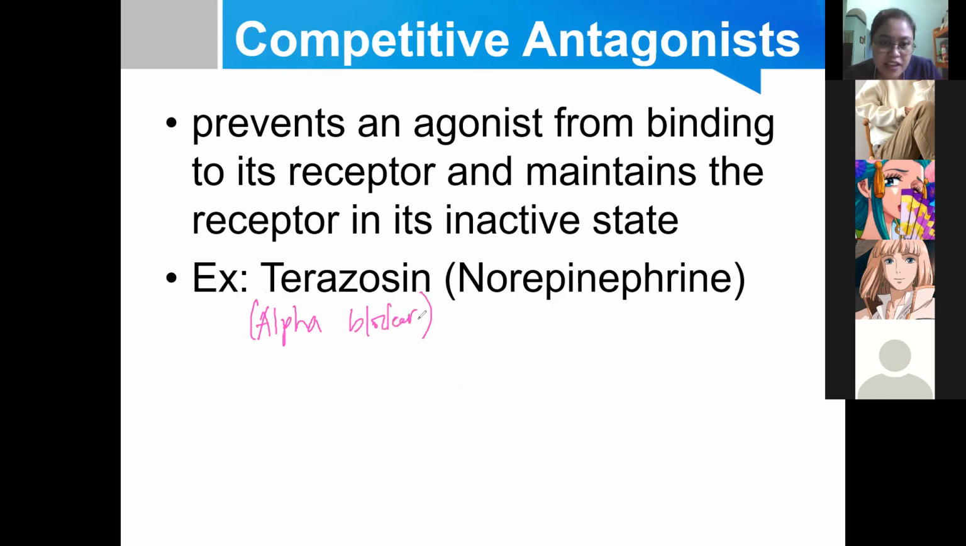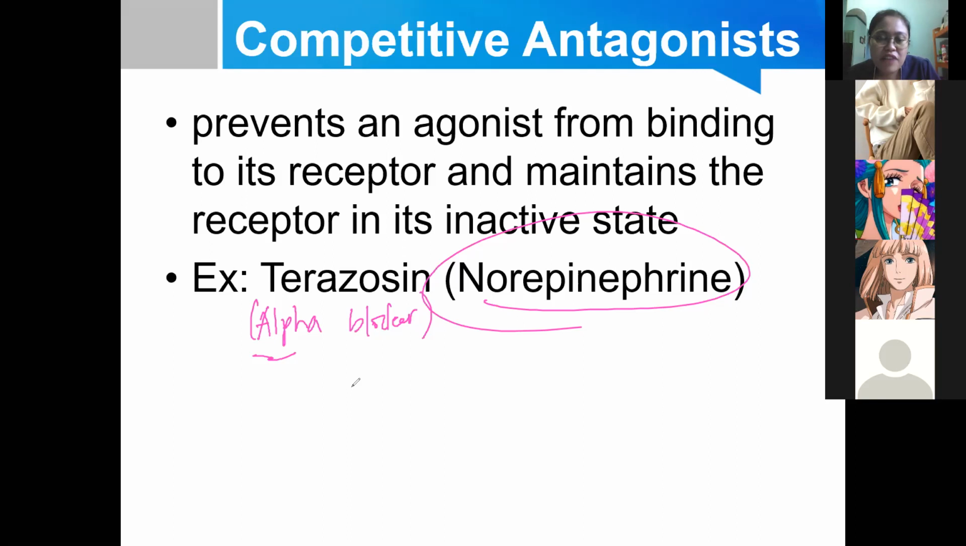So, kinsa iyahang ginablock, kay kinsa siya nakipag-compete, kay norepinephrine. There will be competition between the original ligand, which is norepinephrine, and the terazosin dito sa alpha receptor. So competitive antagonist siya. But class, you have to know that competitive antagonists are reversible, meaning ma-reverse lang sila. How are you going to reverse this?